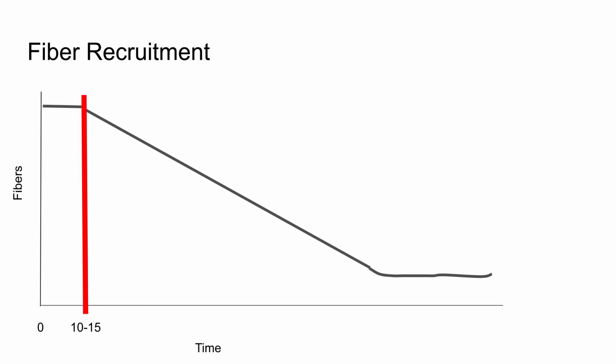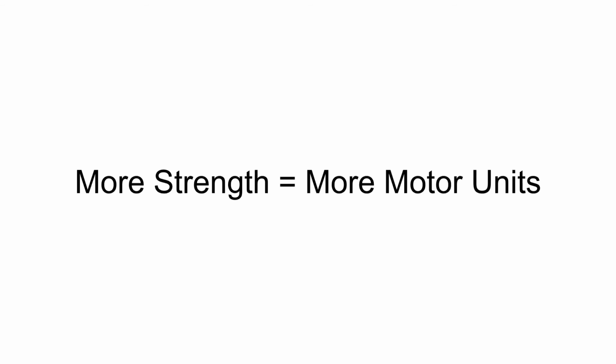It's important to note that you have roughly a 10 to 15 second window where you have maximum recruitment. Those giant fast twitch cells that predominantly run on ATP and creatine phosphate burn out quickly. So it's important that you optimize that window. More strength equals more motor units, which long term leads to greater hypertrophy.